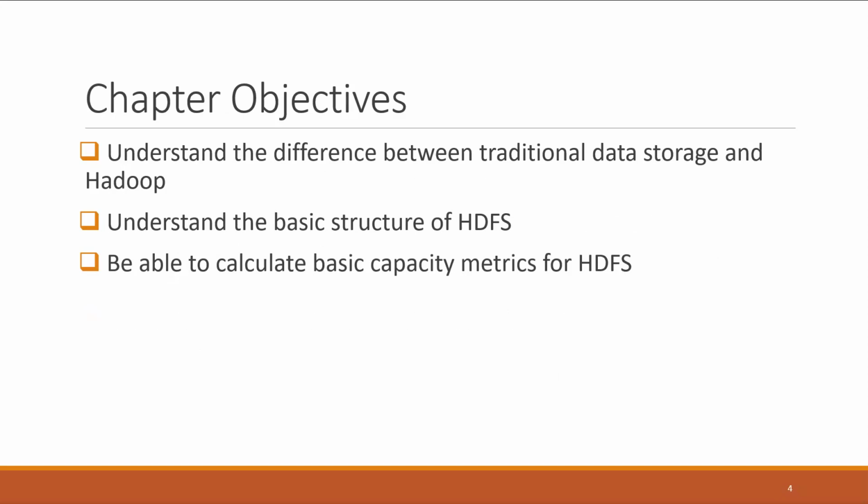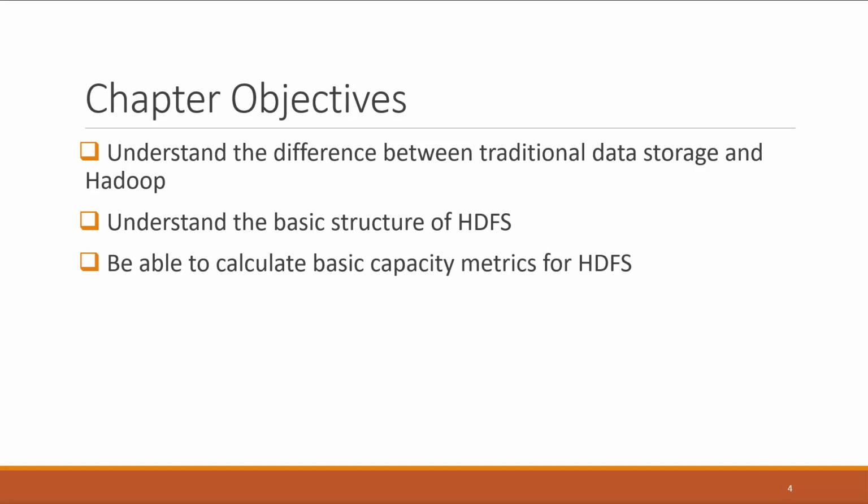To continue, let's discuss the chapter objectives for this Module 4. The first thing we're going to do is spend a little bit of time looking at the difference between traditional data storage and Hadoop. We'll also take a look at the basic structure of HDFS, the Hadoop Distributed File System, and also to be able to articulate basic capacity metrics for HDFS, how to calculate them, understand them, and so forth.